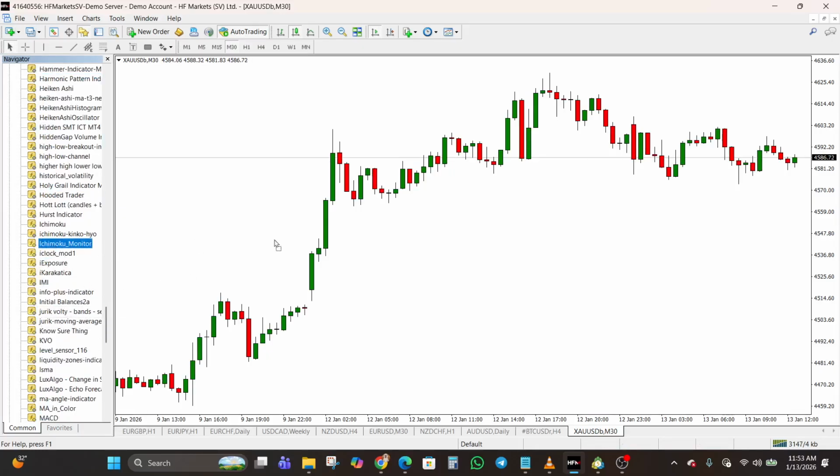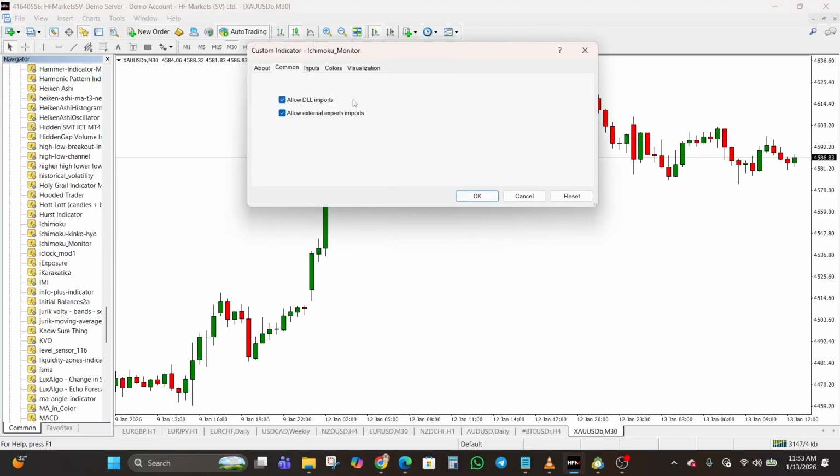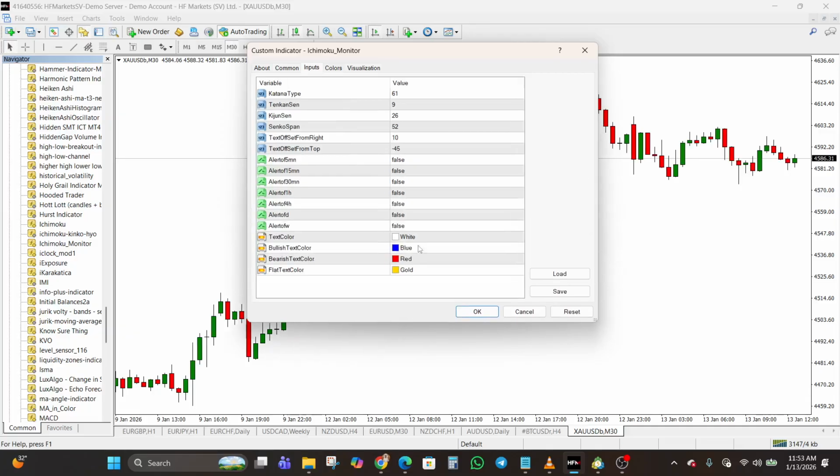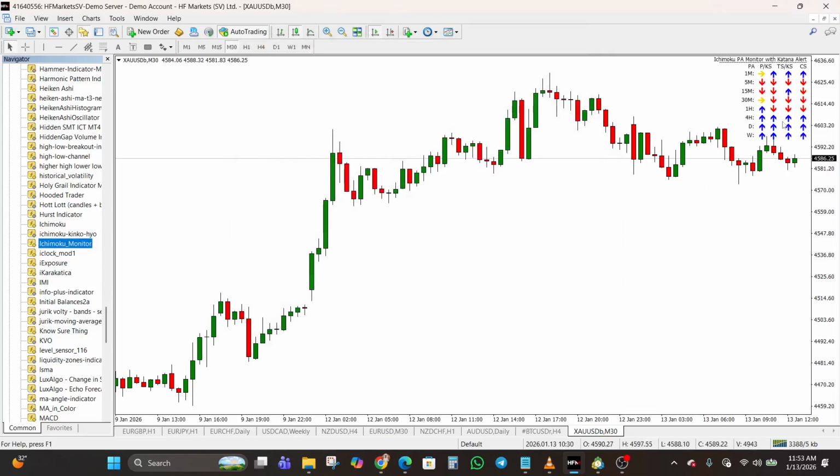Drag and drop it to your chart, and ensure that the allow DLL import box is checked. As for your input settings, you can see the customizable settings here. Since our background is white, we can just change this text color to black. So this is how the indicator looks like, the Ichimoku monitor.